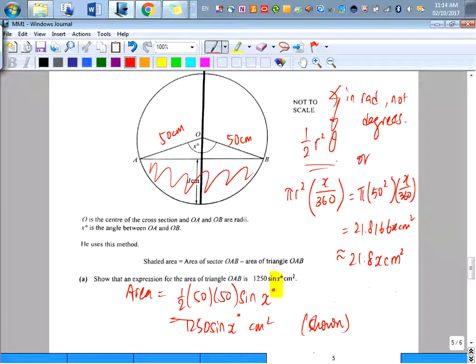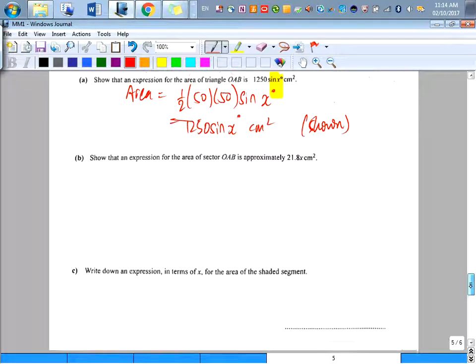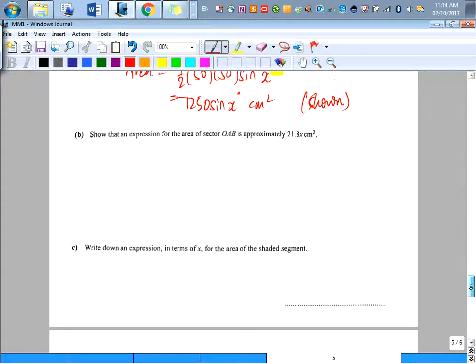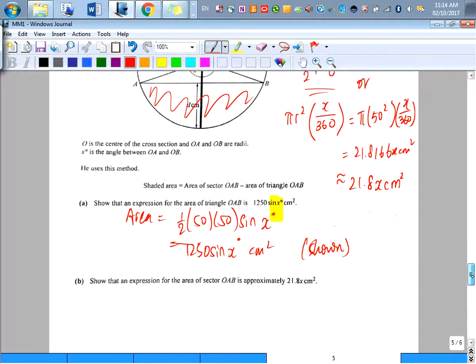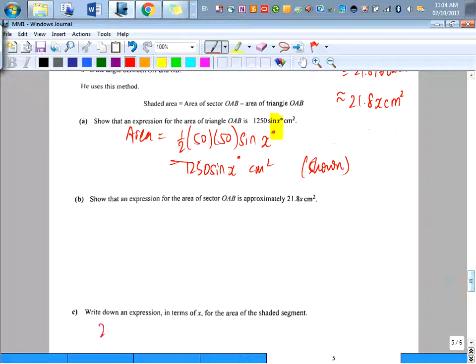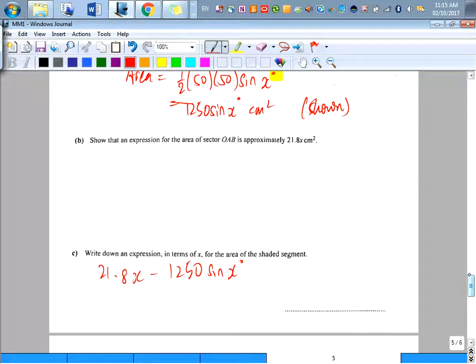Anyway, if you want to use this, you must know how to convert from degrees to radian. 180 degrees is your pi radian. So you use that one, direct proportion, you will be able to get it also. So now area of the shaded region, we just subtract. Sector minus triangle. So this will be 21.8x minus 1250 sine x degrees. This over here is a requirement, the degree. It is not optional.